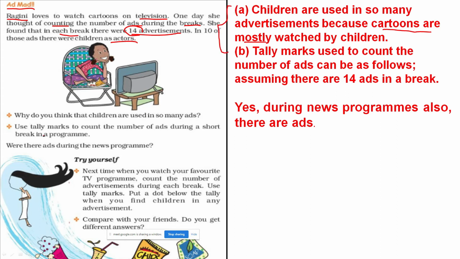Very good. Use tally marks to count the number of ads during a short break in a program. See how many advertisements come in one program. Suppose you are watching one cinema on TV. You can find many advertisements before the cinema completes. Or a film, like a Rajinikanth film or some films shown on the TV. How are they getting the money? The channel is getting the money from the advertisement.